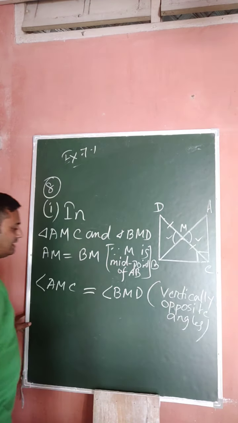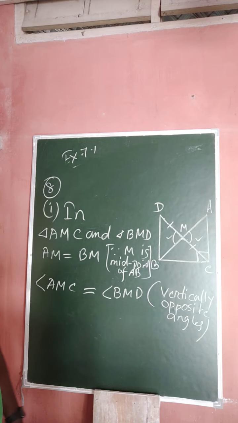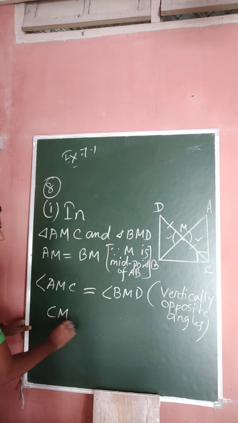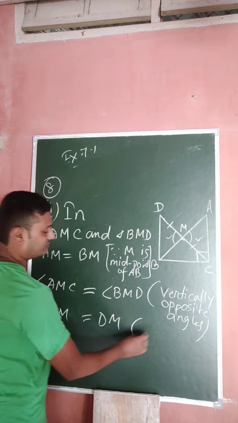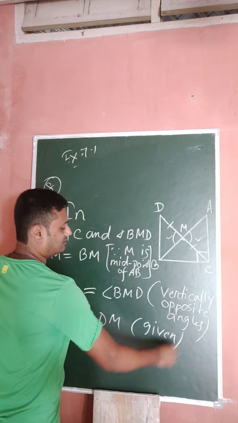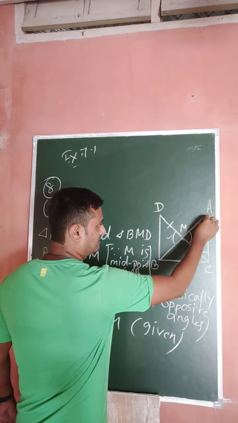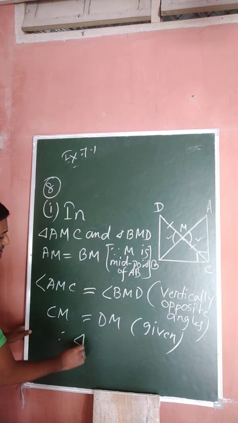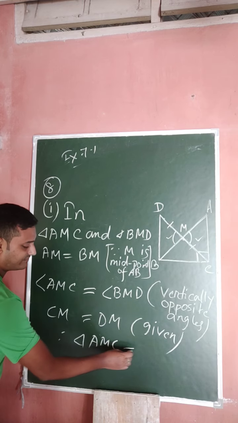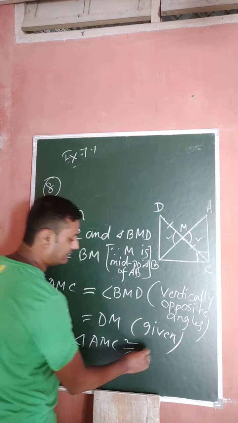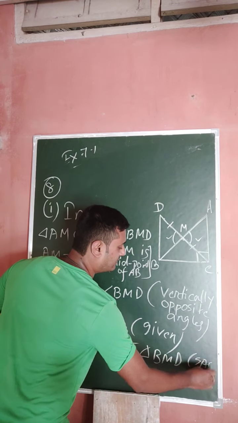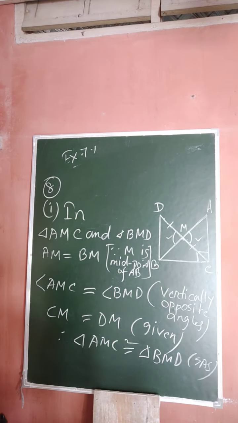Okay, and the next thing is directly given that CM is equal to DM. DM is equal to CM. So at first, we take this triangle, therefore we write CM is equal to DM, which is given. That means side angle side. Okay, so therefore triangle AMC is congruent to triangle BMD, which is SAS. So the first thing we prove here is side angle side.